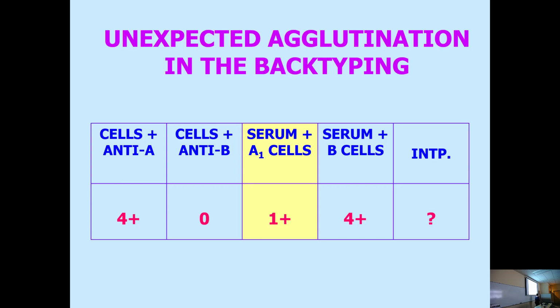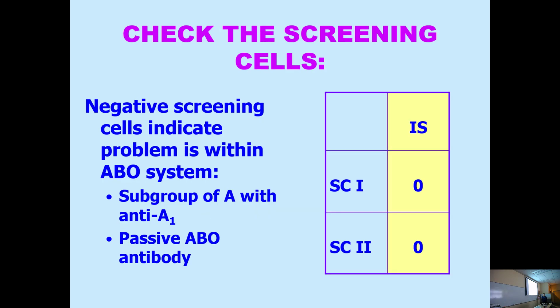So, now, unexpected typing in the back type. Forward type looks like an A, backward type looks like an O. What are we going to call it? In this situation, we always want to look at the weaker result and the serum. Those are the two things we're going to look at, and here it's the same one, so we expect this guy to be our problem.